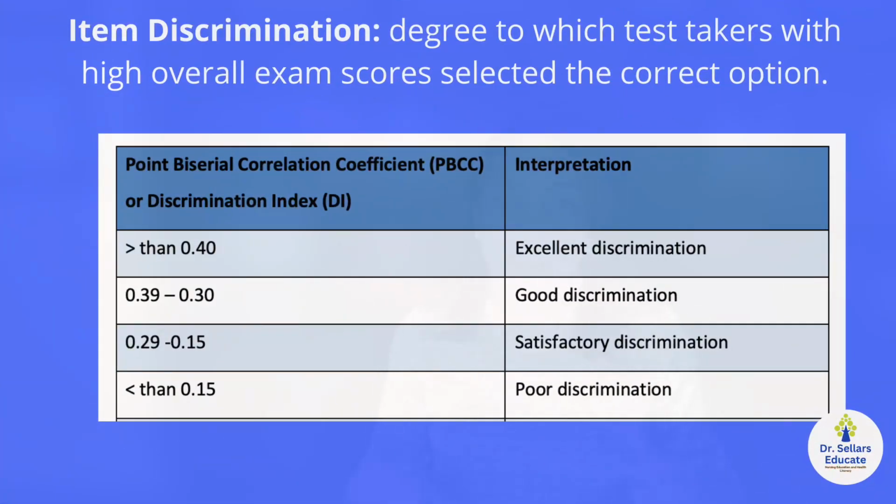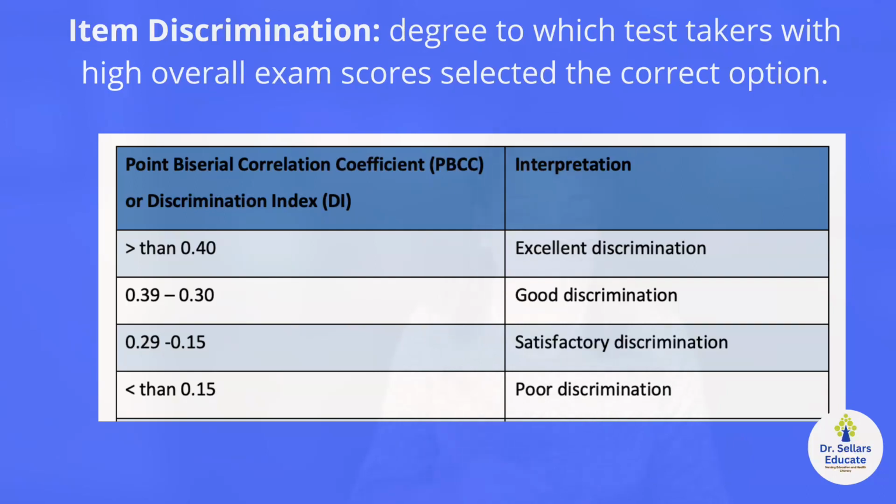So let's talk about it. The definition of item discrimination is the degree to which test takers with high overall exam scores selected the correct option. We also have the range of the point by serial correlation coefficient, or you may see it called discrimination index, depending on the software that is being used to complete your exam analysis and item analysis. Okay, so these are the ranges. If we have a point by serial correlation coefficient of less than 0.15, that is poor discrimination.